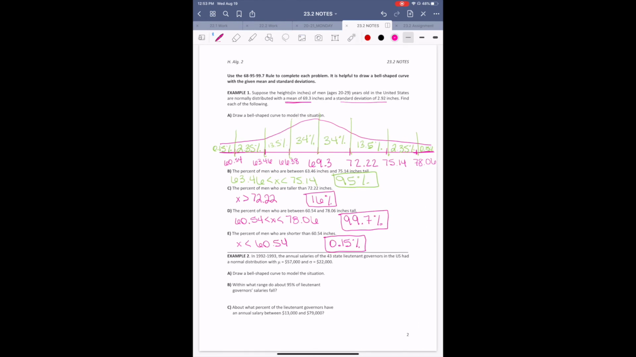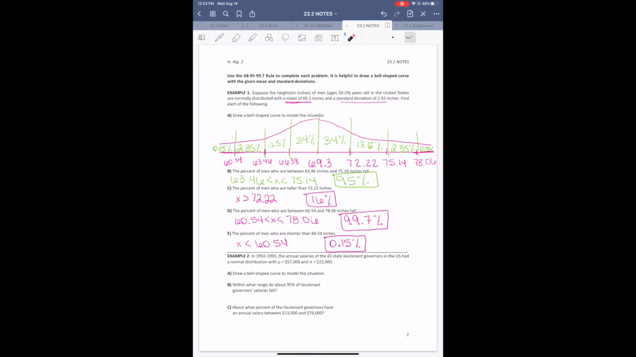All right, for D, you can see that those values indicate 3 standard deviations above and below our mean. So according to the 68, 95, 99.7 rule, that tells us that 99.7% of our data lies within 3 standard deviations. Okay. For example E, you're looking at men who are shorter than 60.54 inches. So being that that is our third standard deviation below the mean, we know that anything past that point would fall into the 0.15%. Okay. So not too bad.